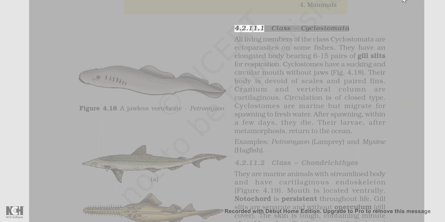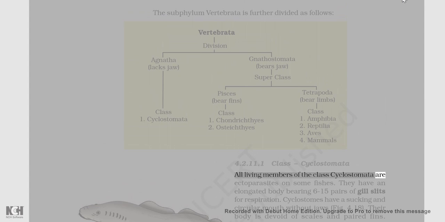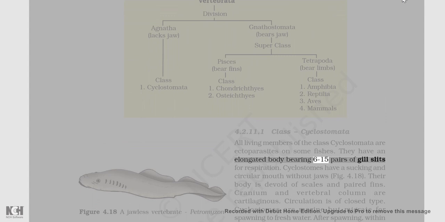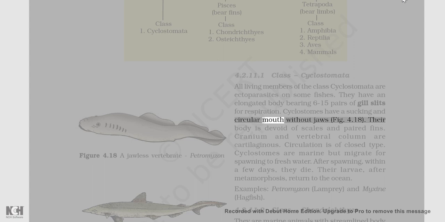4.2.11.1 Class Cyclostomata. All living members of the class Cyclostomata are ectoparasites on some fishes. They have an elongated body bearing 6 to 15 pairs of gill slits for respiration. Cyclostomes have a sucking and circular mouth without jaws, Fig. 4.18. Their body is devoid of scales and paired fins. Cranium and vertebral column are cartilaginous. Circulation is of closed type.